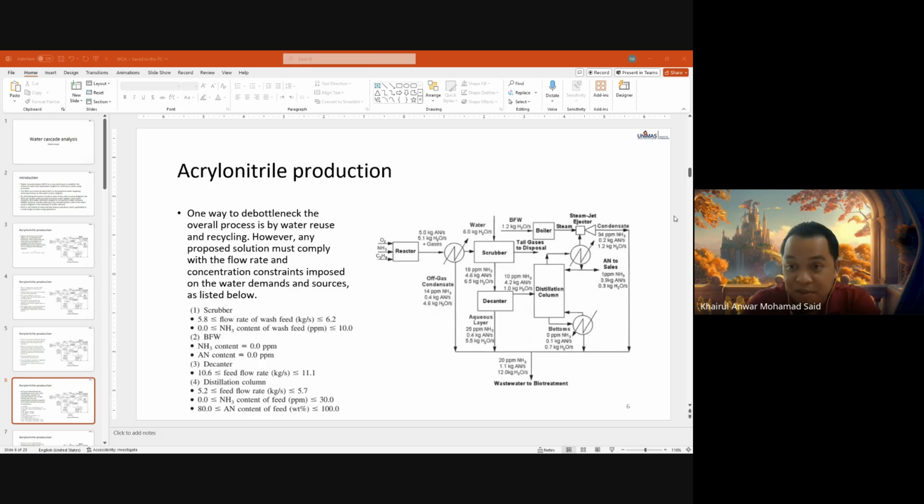Return back to the poll. True or false? The answer is true. Minimizing demand flow rate and maximizing its concentration will maximize water reuse. This is talking about the scrubber. Based on this condition, the lowest flow rate, the highest concentration.